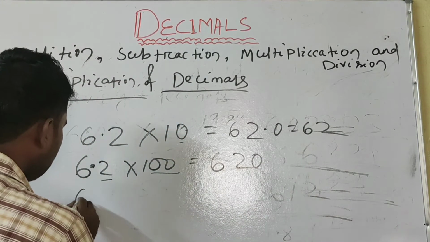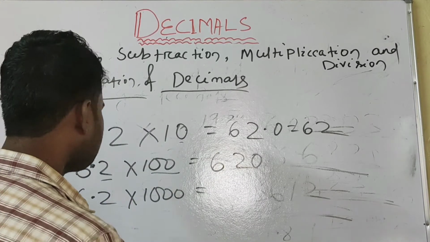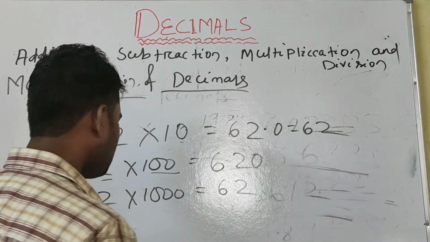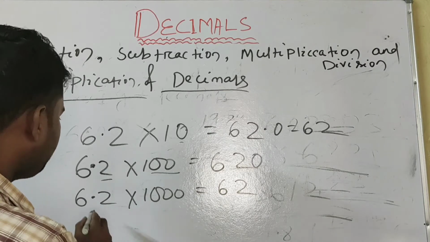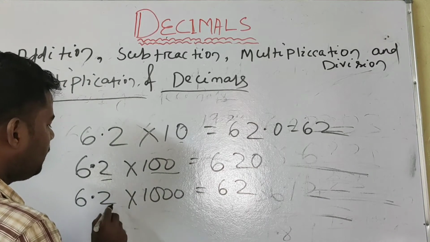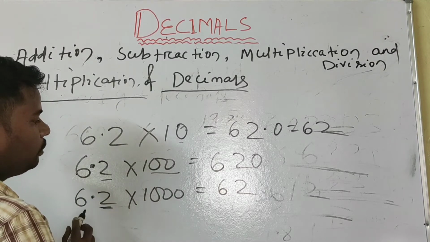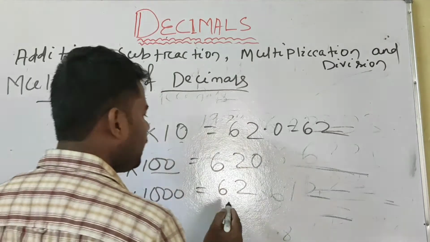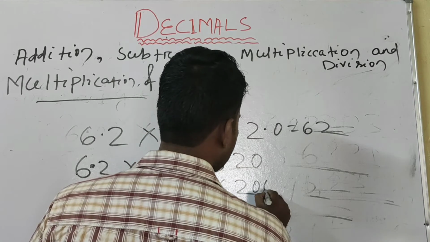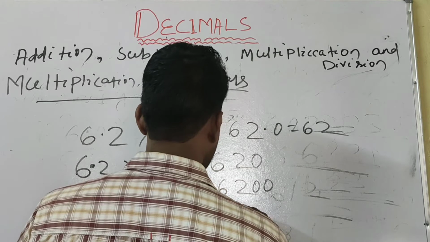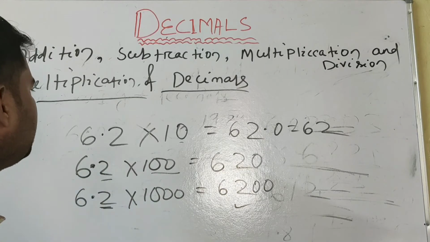Okay, if we multiply 6.2 into 1000, then what will happen? Directly write the number. How many 0s are present in 1000? 3 zeros. So to the right of the decimal point, after 3 digits we will put the decimal point. Here only 1 digit is present, and for the other 2 digits, we can fill those places with 0. So 1 digit and another 2 digits. Okay, in this way we easily multiply 10, 100 and 1000 with decimal numbers.